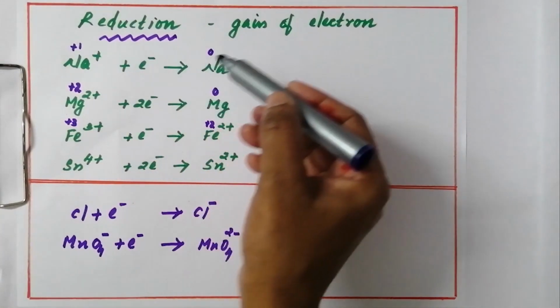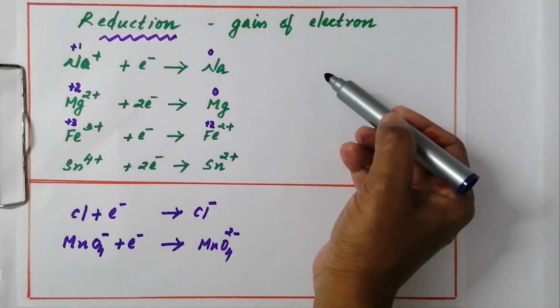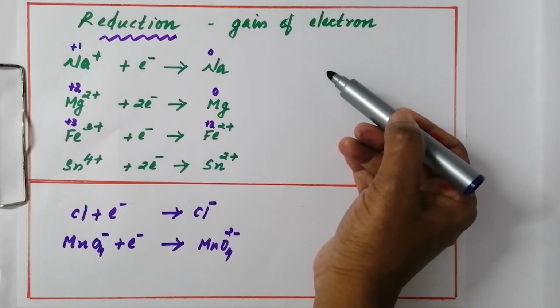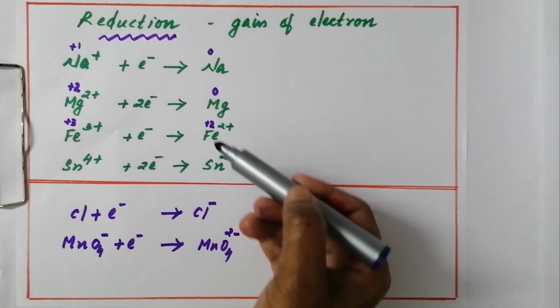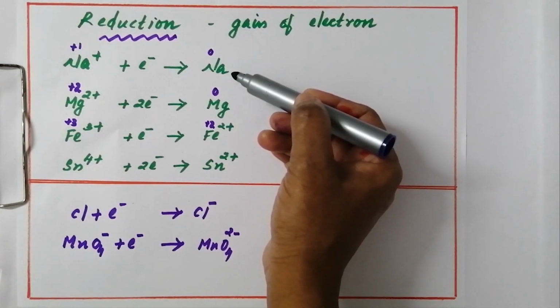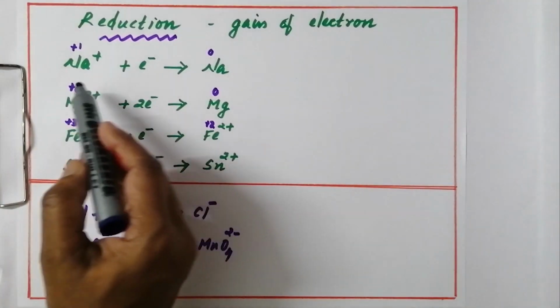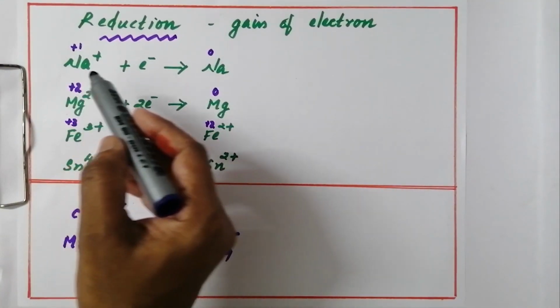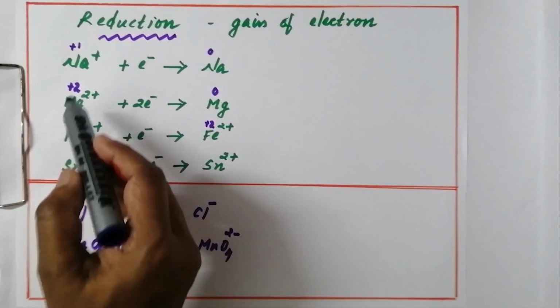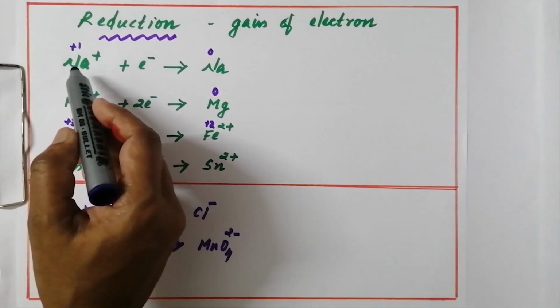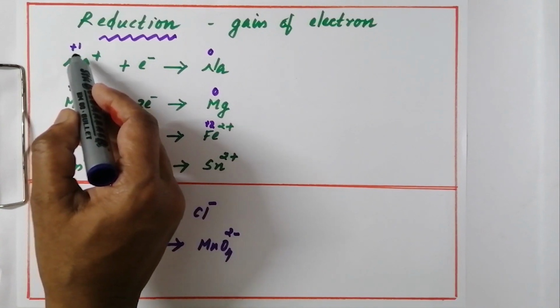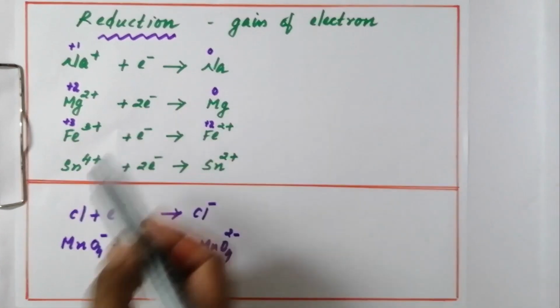Reduction. Reduction is the gain of electrons. It is a process in which the electrons are gained, and these are the reactions. And reduction is the reverse of oxidation. So here I have given the examples which were explained previously. Sodium ion is reduced to sodium. So here the oxidation state is decreased from +1 to 0.